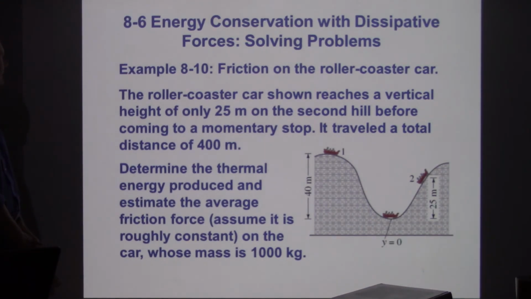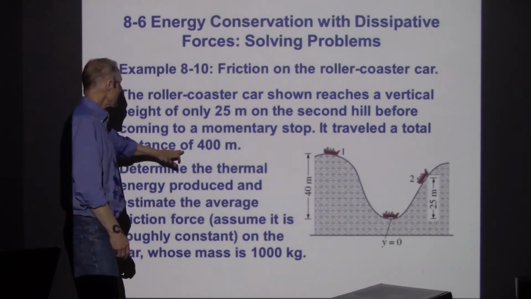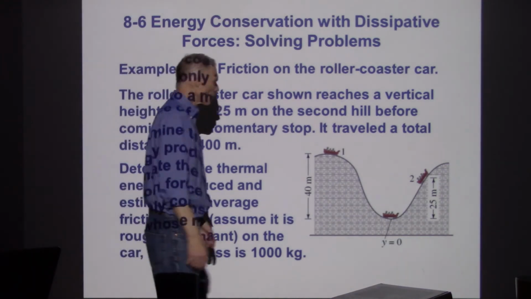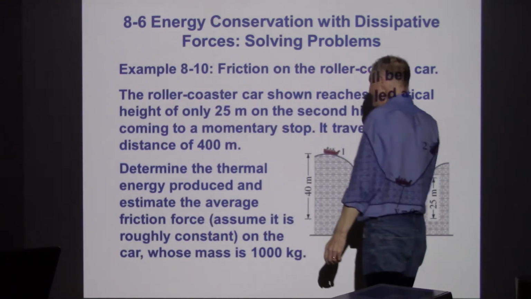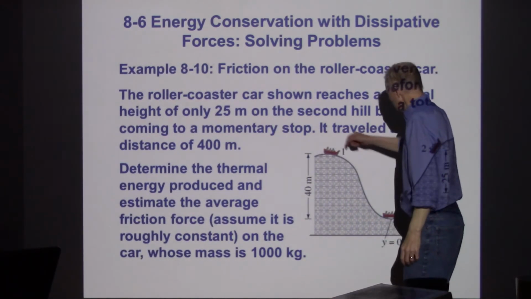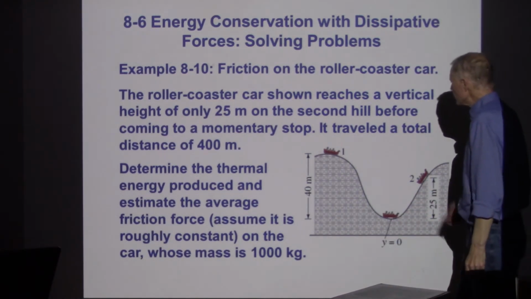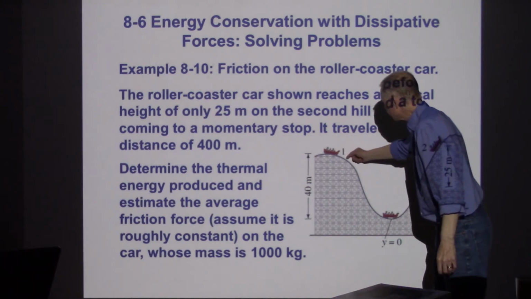Well, let's see. The roller coaster car shown reaches the height of 25 meters on the second hill. It had traveled a total distance of 400 meters. So that's 400 meters, a long way. Okay, let's see, 400 meters? I don't see the 400 meters here. Let's see, this dropped 40 meters, right?